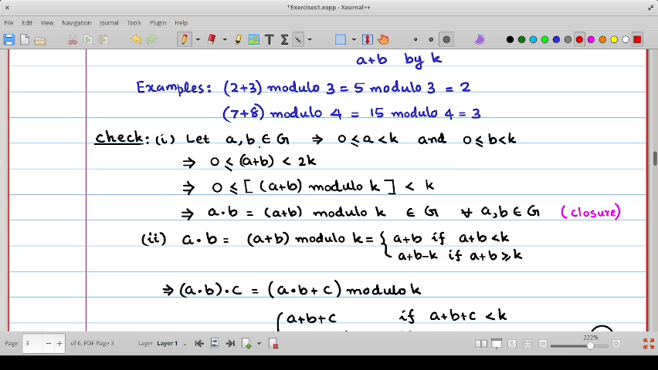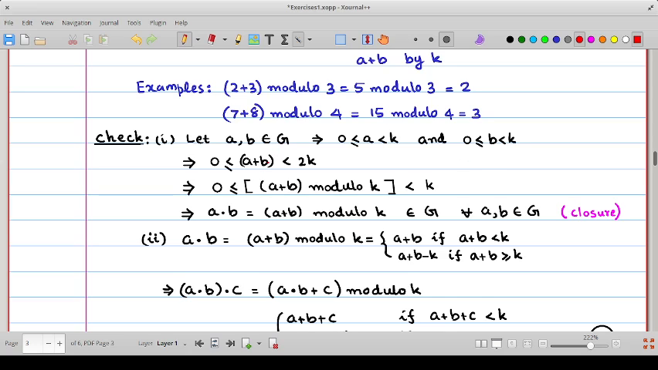So let A and B be elements of the group G. So that means A is an integer between 0 and k, and B is also an integer between 0 and k. Now A dot B is A plus B modulo k. So let us see what A plus B modulo k is.